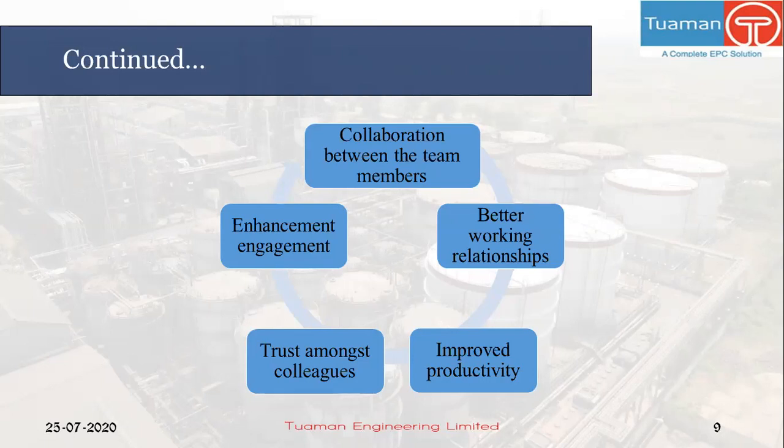Next is trust among colleagues. You can share your different points of opinion, and trust increases, which leads to an increase in the trust among your colleagues. Next is enhanced engagement. You are more motivated and more excited to work with your team if your conflicts are being managed well. So, these are some of the effects of a good conflict in an organization.